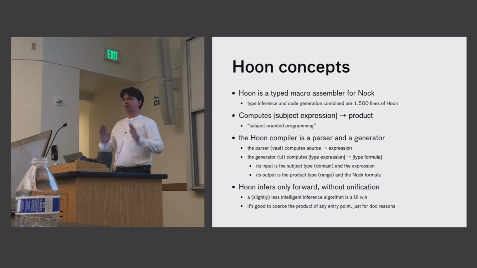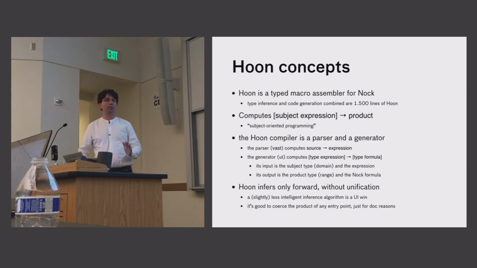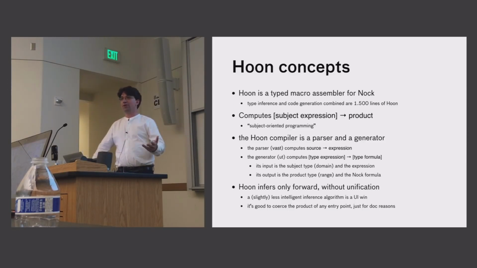The inference algorithm is extremely stupid. It infers only forward. It does not use unification at all. It can infer tail recursion, but not head recursion. So a general pattern is you need a few more casts to help the type system out. It's still a strict type system, but you need to help it a little bit.